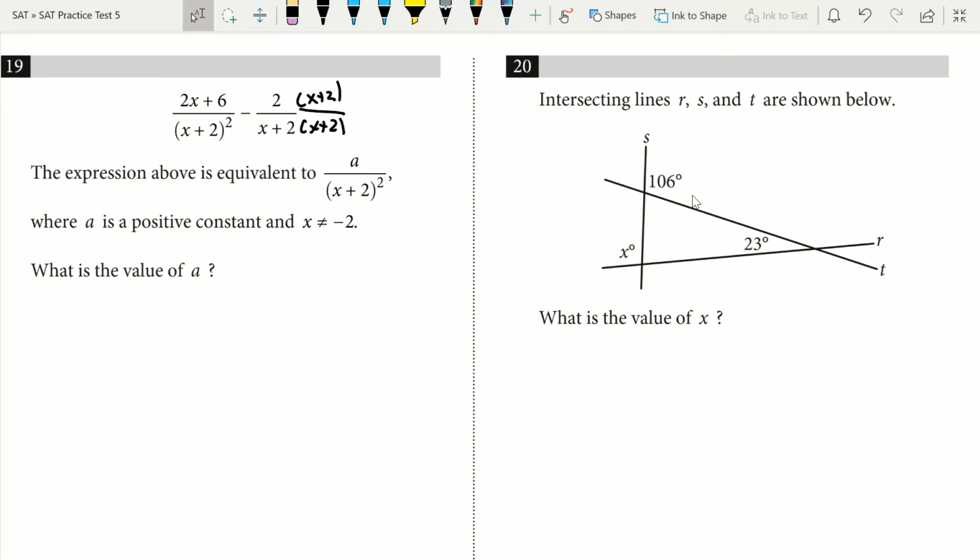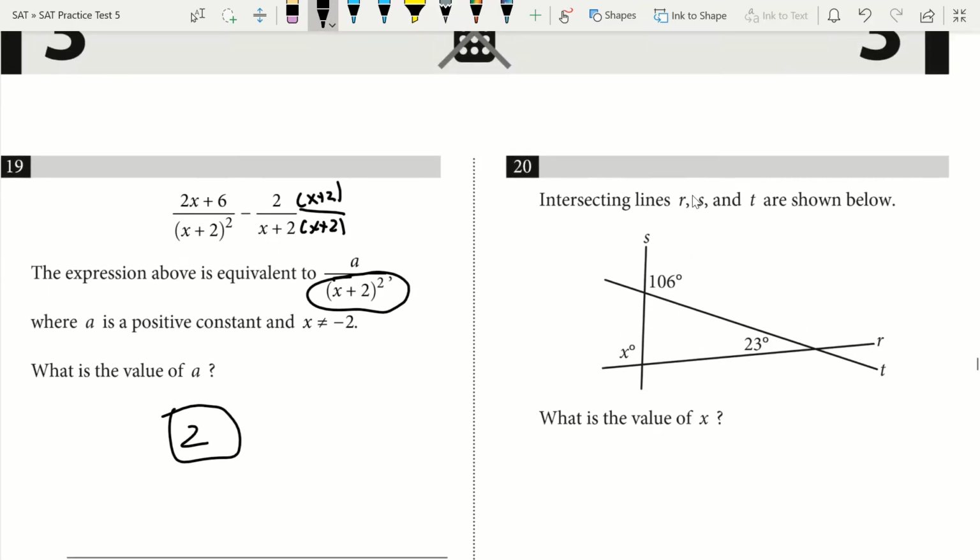I do that, I get 2x plus 4. So now I have 2x minus 2x, which gives me 0x, and then I have 6 minus 4. 6 minus 4 will give me 2. So I'll have 2 over x plus 2 squared, so my value of a will be 2.